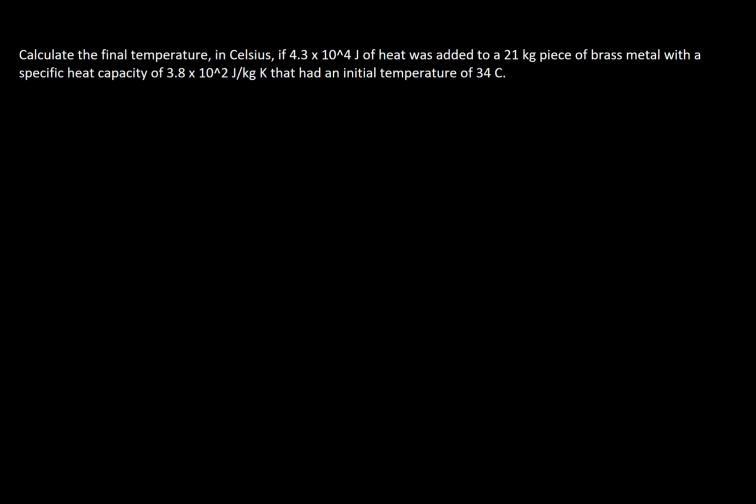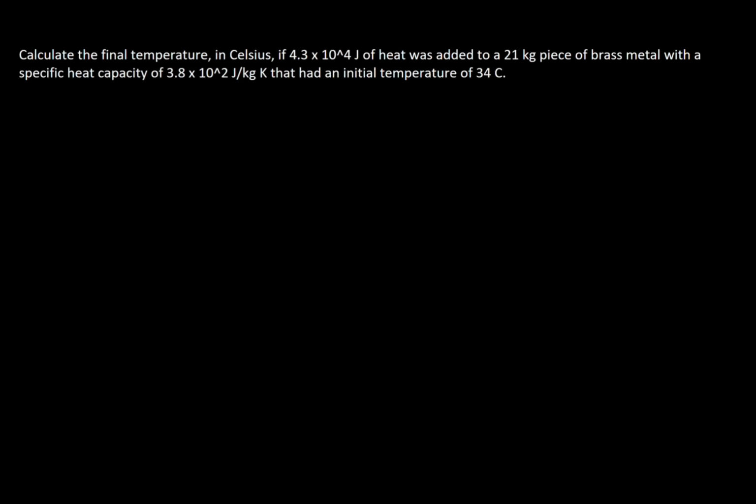Calculate the final temperature in Celsius if 4.3 times 10 to the 4 joules of heat was added to a 21 kilogram piece of brass metal with a specific heat capacity of 3.8 times 10 to the 2 joules per kilogram Kelvin that had an initial temperature of 34 degrees Celsius.